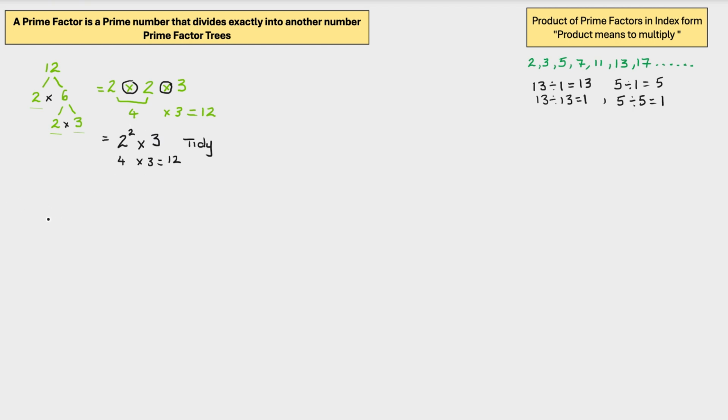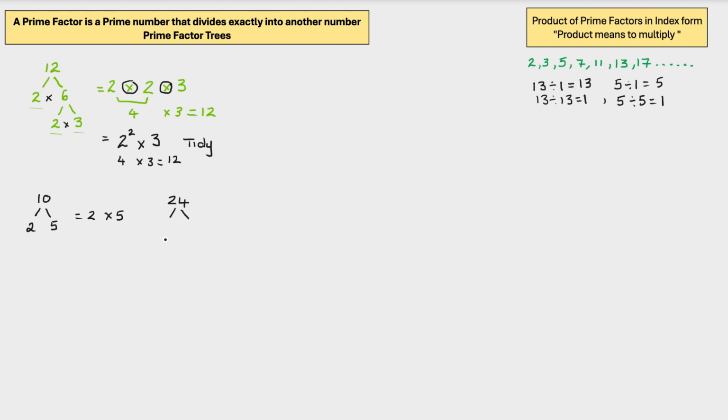So the next one I'm going to do is 10. I know 2 times 5 is 10. And I know that both of those numbers are prime. So I'm stopping here. So in product form, it's 2 times 5. Easy, that one. Absolutely easy.